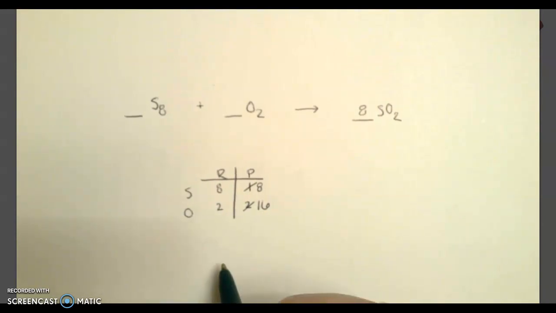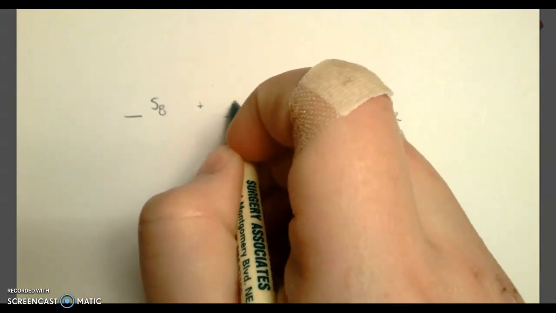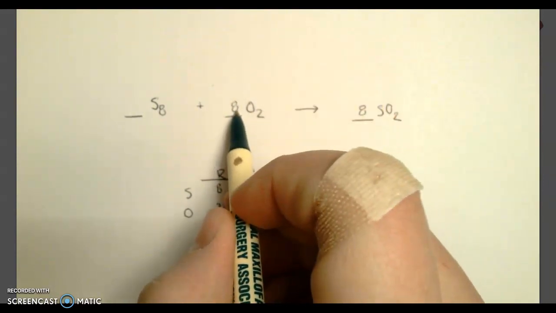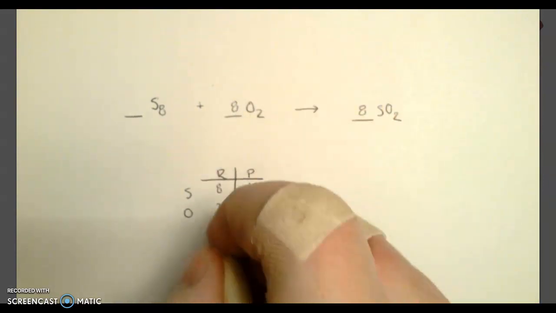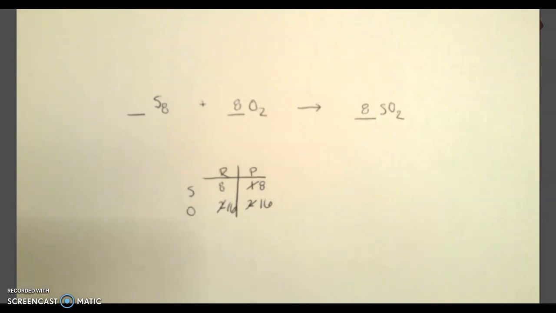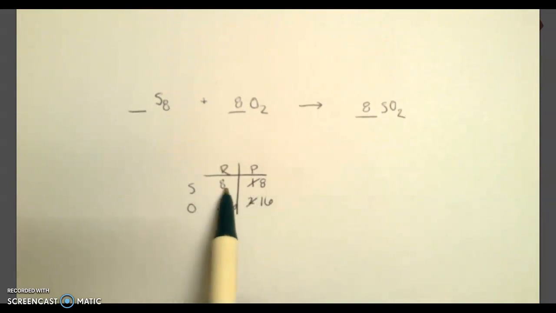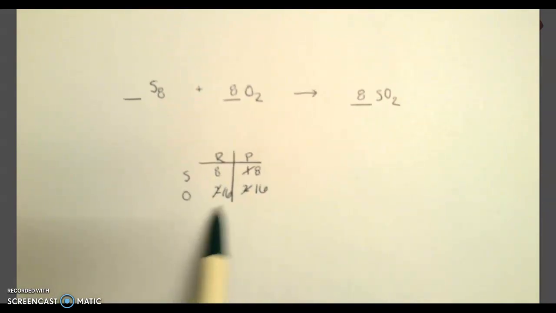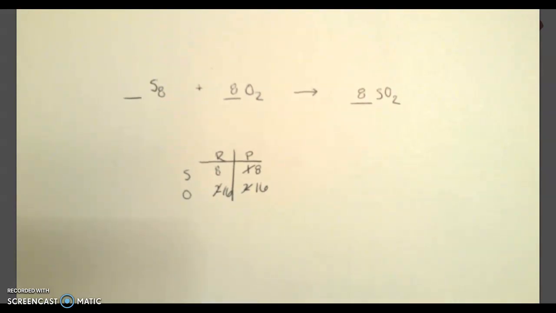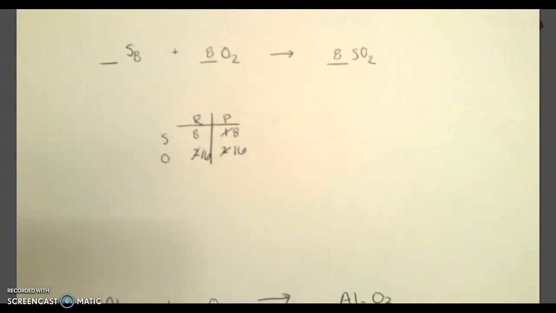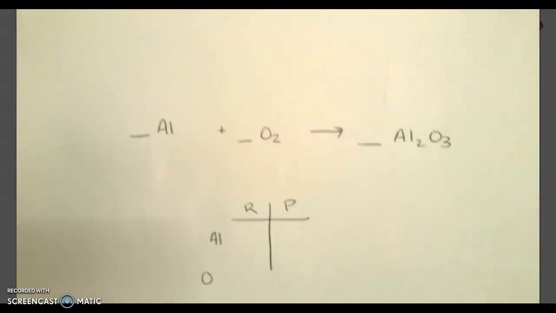I've got 16 oxygens in the product. I want 16 in the reactant, so I'm going to put an 8 here, because 8 times 2 is 16. And that's 16 there. And now when I look at it, I can see that I have 8 sulfurs starting and ending, and I have 16 oxygens starting and ending. So this is now balanced. Yay! Let's go ahead and move on to the next one.